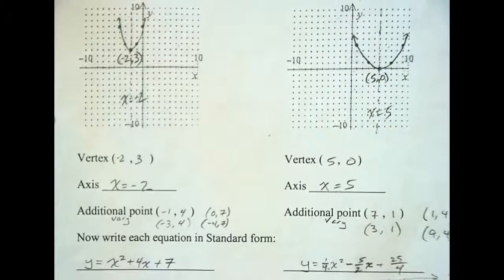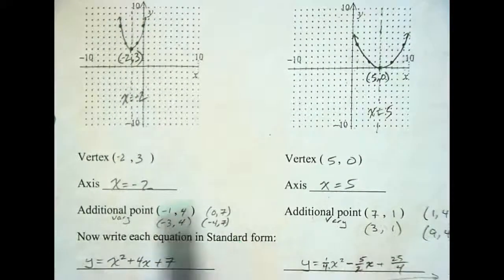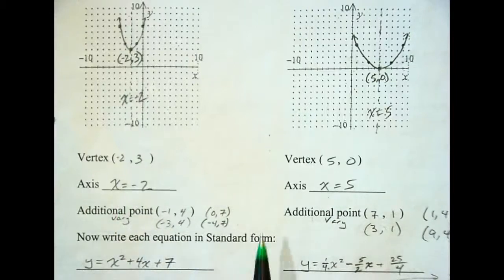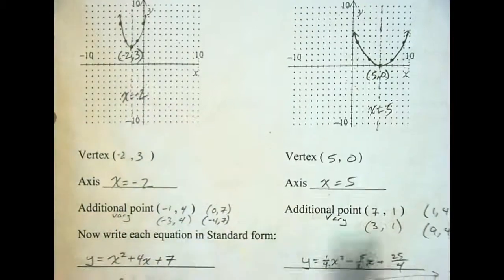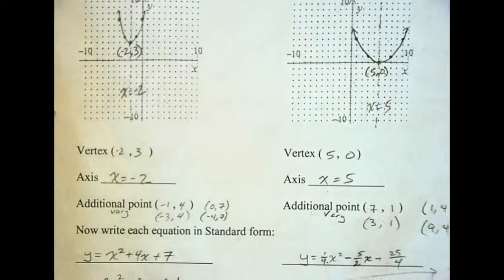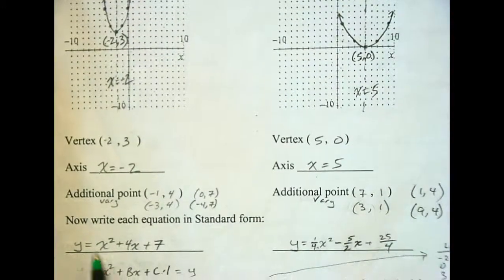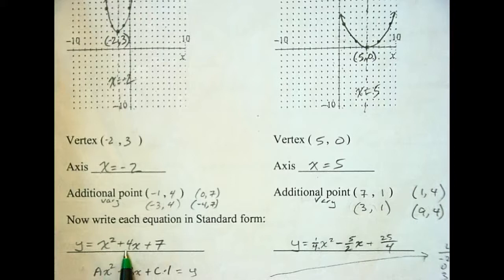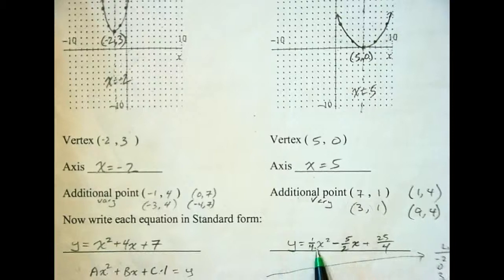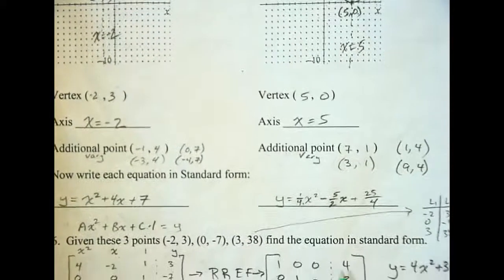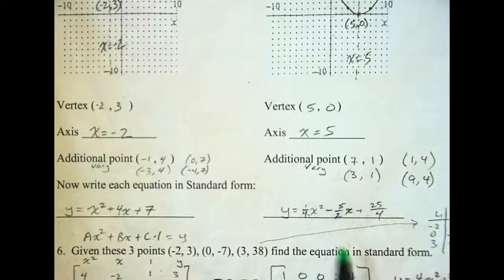We've got the vertex, we've got our x equals. Make sure you have x equals there, or else it's not correct. An additional point, one additional point, I listed a couple of them. And then writing it in standard form, number 4, y equals x squared plus 4x plus 7. Make sure it's y equals. And number 5, y equals 1/4 x squared minus 5/2 x plus 25/4. Once again, make sure it's in y equals form.